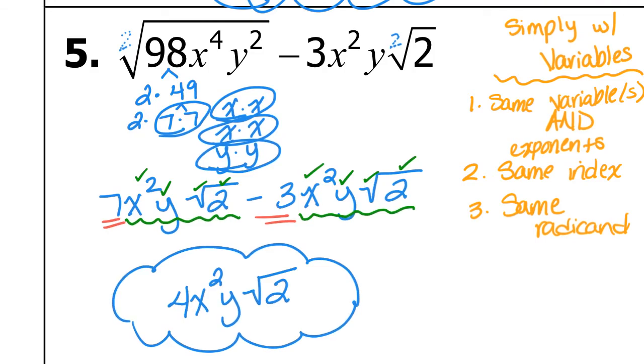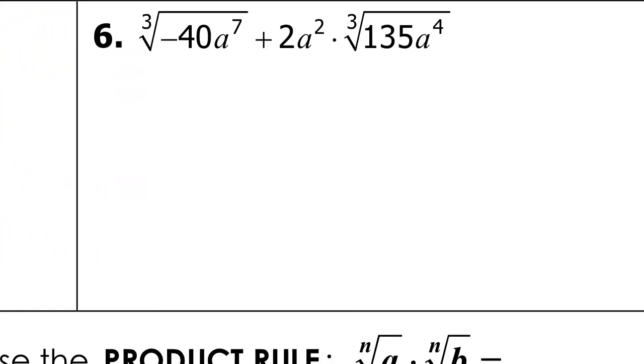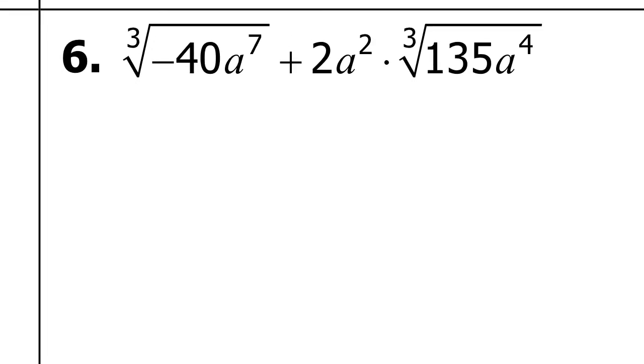So for our last example, let's take a look at one that does involve both numbers and variables under the radical, but do not share the same exponents. So here I have the cube root of negative 40a to the 7th plus 2a squared times the cube root of 135a to the 4th.